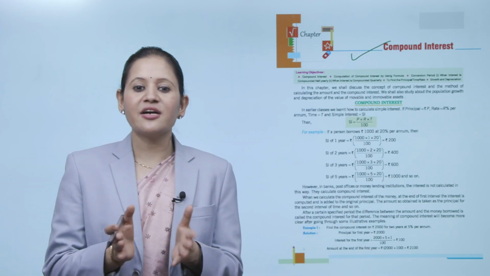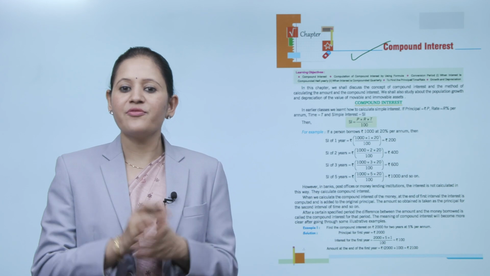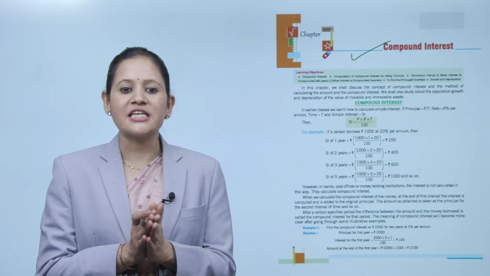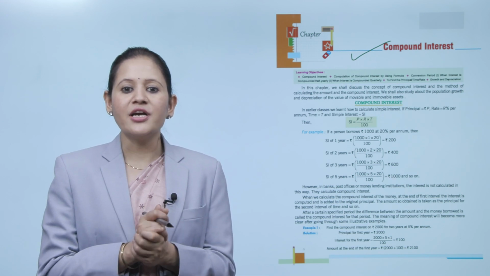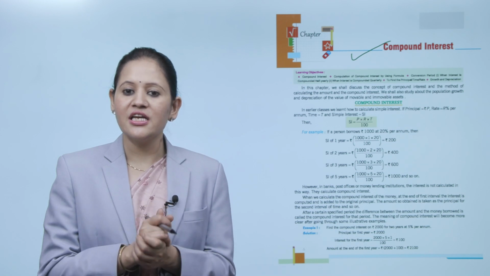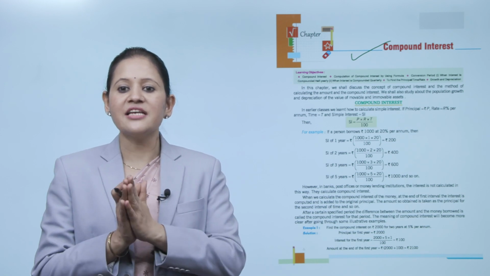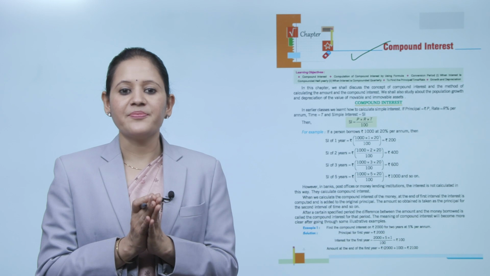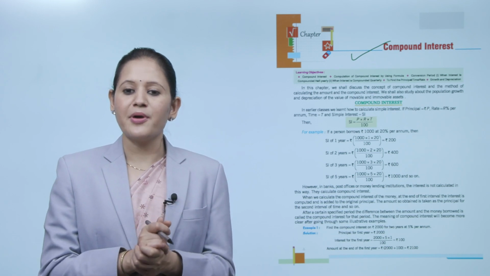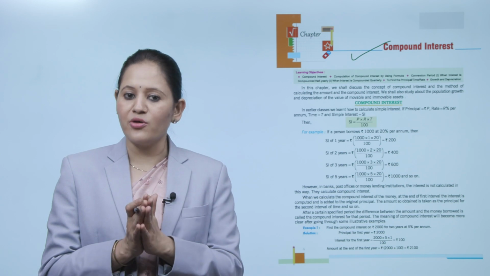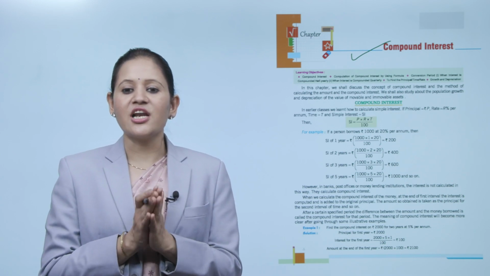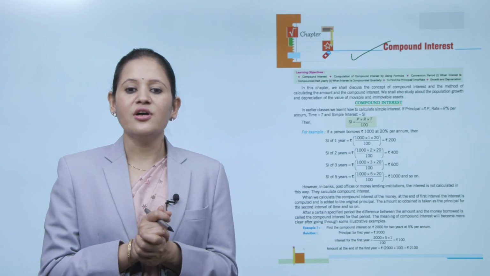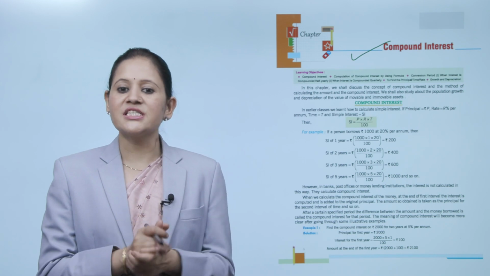Our learning objectives are compound interest, computation of the compound interest by using formula, conversion period, when interest is computed half yearly, when interest is compounded quarterly, to find the principal, time and rate, and growth with depreciation. Clear? In this chapter, we shall discuss the concept of compound interest and the method of calculating the amount and the compound interest. We shall also study population growth and depreciation of the value of movable and immovable assets. So, first is compound interest.